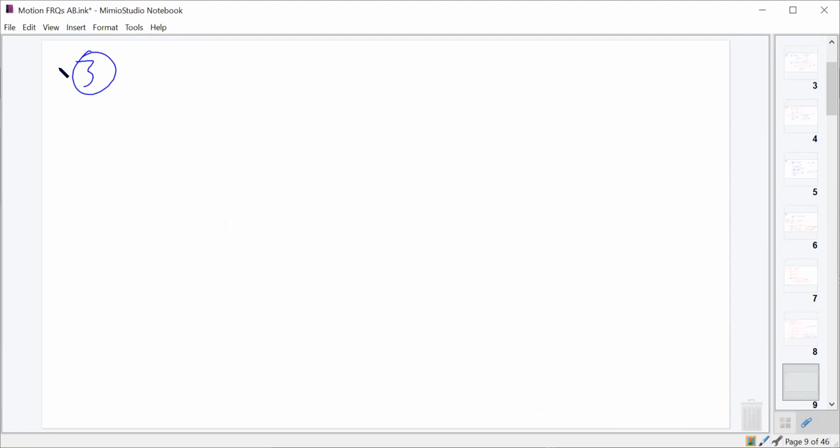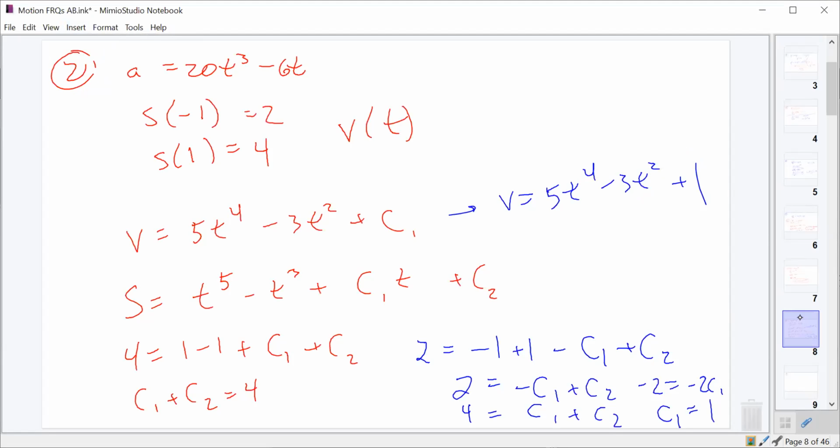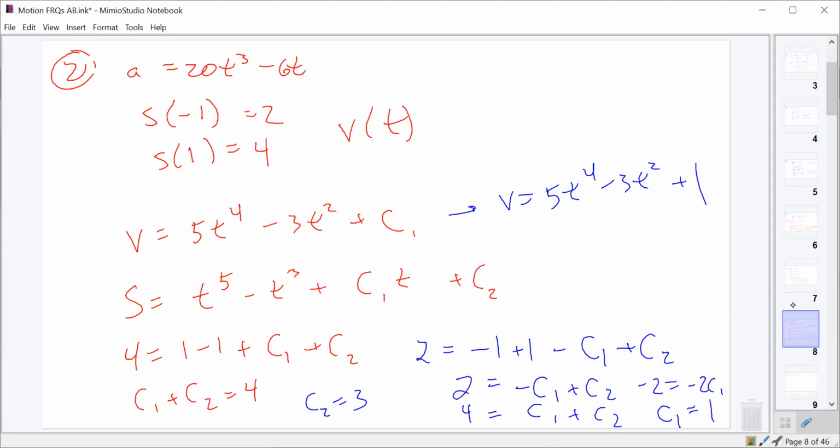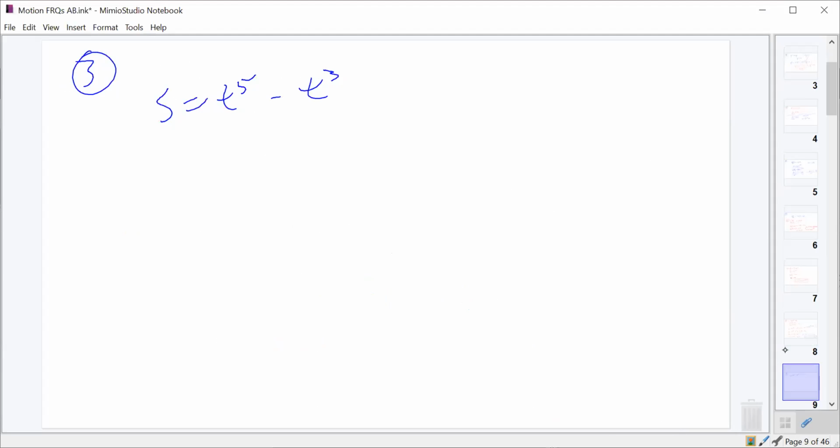So number 3 was asking, given our a of t and s of -1, s of 1 from question 2, we want to find out what s of 0 equals. So if constant 1 was 1, that's going to tell us that constant 2 is 3. So that should tell us that s is equal to t to the 5th minus t cubed, plus t and plus 3. And it's asking us for s of 0. So s of 0 ought to just be 3.